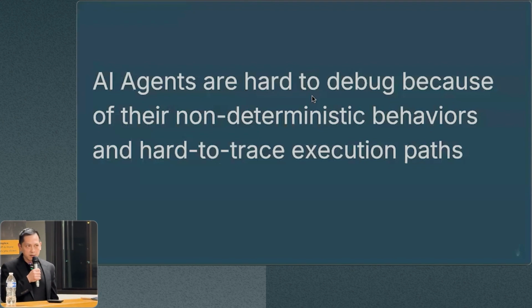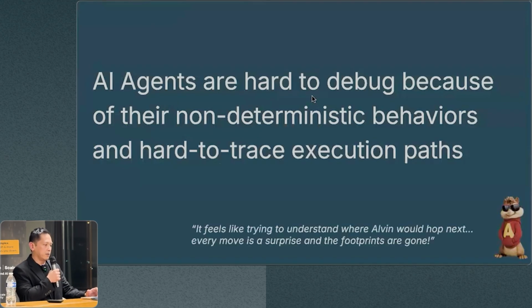The reason an LLM agent or AI agent is hard to debug is because they are not deterministic. They behave differently every time you run them, and it's very hard to explain. You can wake up at 7 o'clock in the morning and do things differently from what you did at 9 o'clock last night. It's just like Alvin and the chipmunks. It's very hard to know what the chipmunk is gonna hop to next and what it's gonna do, and it's gonna surprise you all the time, and you have no idea where the footprint is.